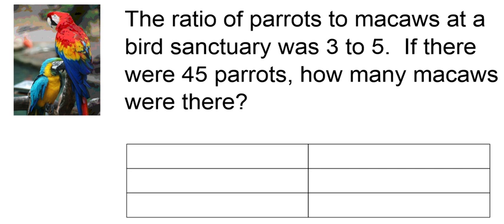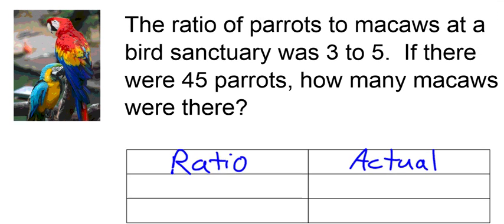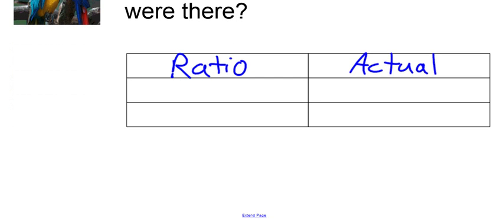All right, to set this up, we're going to set up a very simple table, just like we have here. We're going to put some labels in here, like ratio compared to actual. And then on the left, we can put our ratio, and of course we want our ratio in the order that's given to us. The comparison is parrots to macaws, so we want to set that up: parrots to macaws.